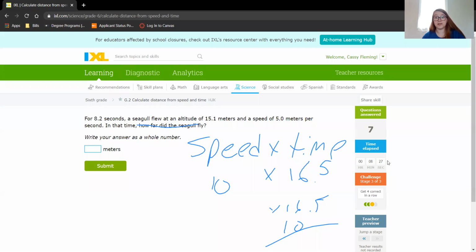Alright, so that is how to calculate the distance by using speed and time. If you guys have any questions, if you need a little more explanation on something, just let me know. I'm here to help. Thank you.